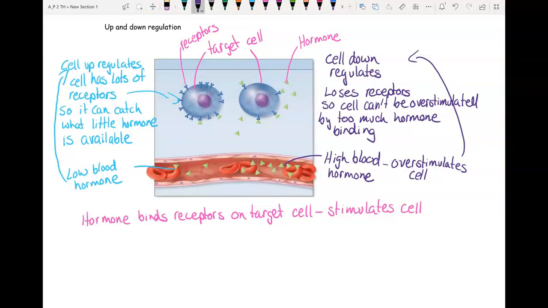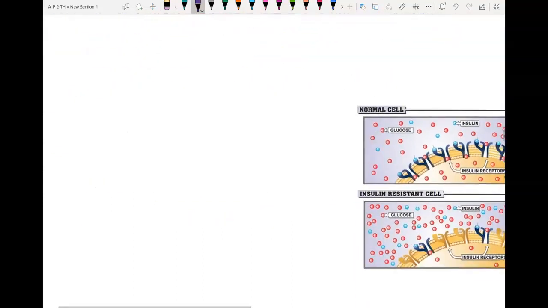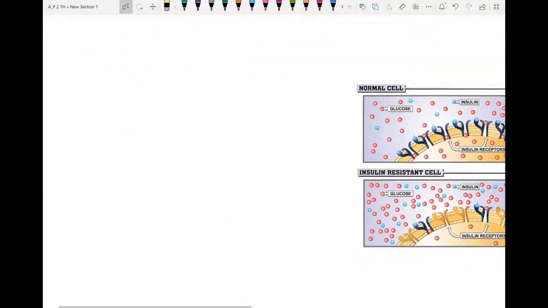Another way to think of this is like the volume. If I whisper, you can't hear very well. You're probably leaning in close to your computer, maybe turning the volume up. That's upregulating. The volume is low, so you have to tune in and try to catch what little volume there is. If I yell, then you downregulate. You probably moved back away from your computer a little bit, and you turn the volume down because you don't want to be overstimulated by the high volume. An example of up and down regulation comes in with type 2 diabetes mellitus.